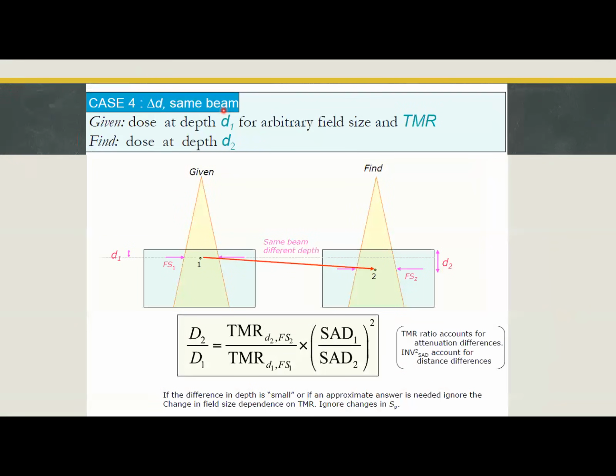So case 4, the beam is the same, the depth is changed. So TMR is used.